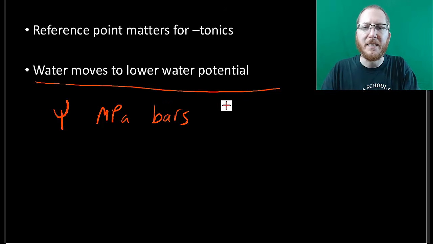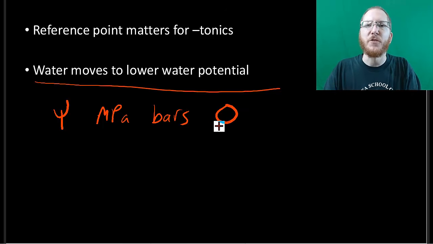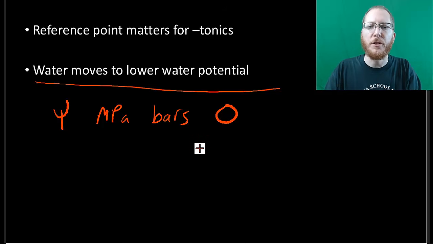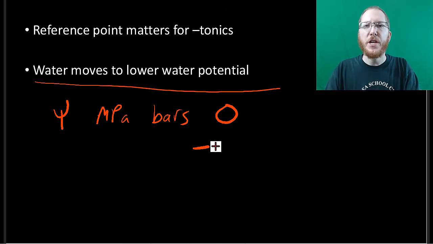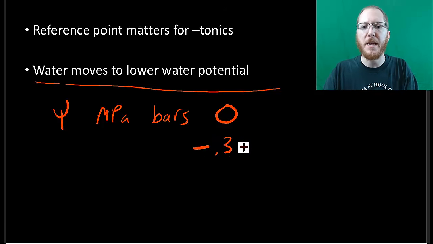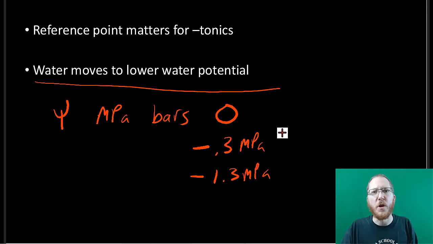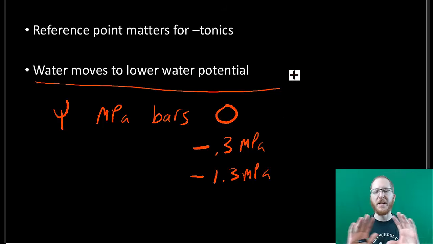And the idea here is that distilled pure water is going to be essentially 0 bars or 0 MPa, a value of 0. And then as we add solute to it, it's going to become negative. So it's very normal when you talk about water potentials to have negative values, like negative 0.3. We can have this be MPa, megapascals, and we could have one that's negative 1.3 megapascals. And the goal here is that water always wants to go to the lowest water potential. That's the guy with the most solute, assuming that nothing else is involved.